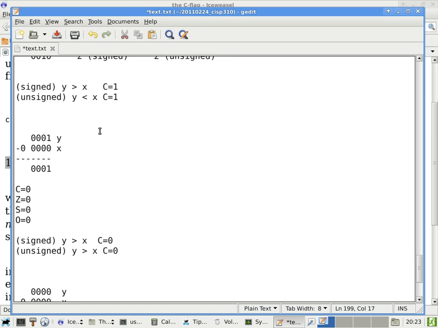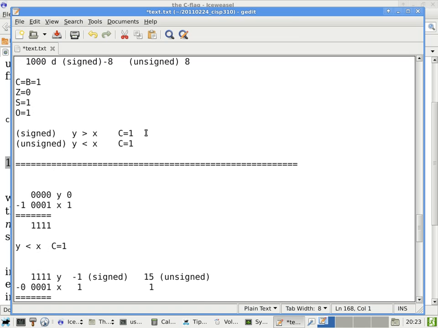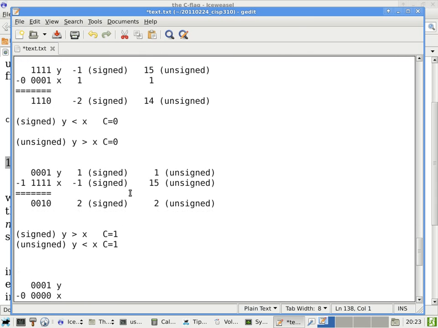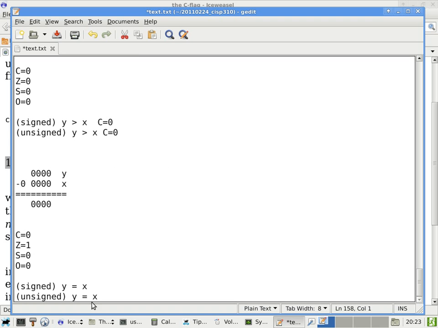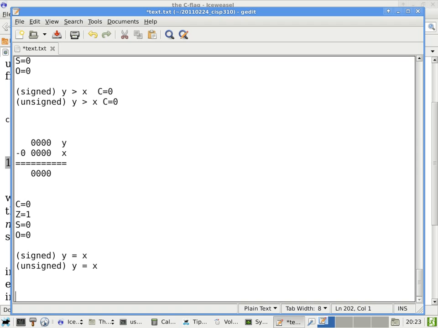Is there any consistency at this point? When the carry flag is a 1, y is less than x. Only for unsigned. When the carry flag is 1, y is less than x. What happens when C is 0, when the carry flag is cleared? When the carry flag is cleared, y is greater than x, but I can also generalize and say y is greater than or equal to x, which makes the last case also consistent, because when the carry flag is 0, y equals x.